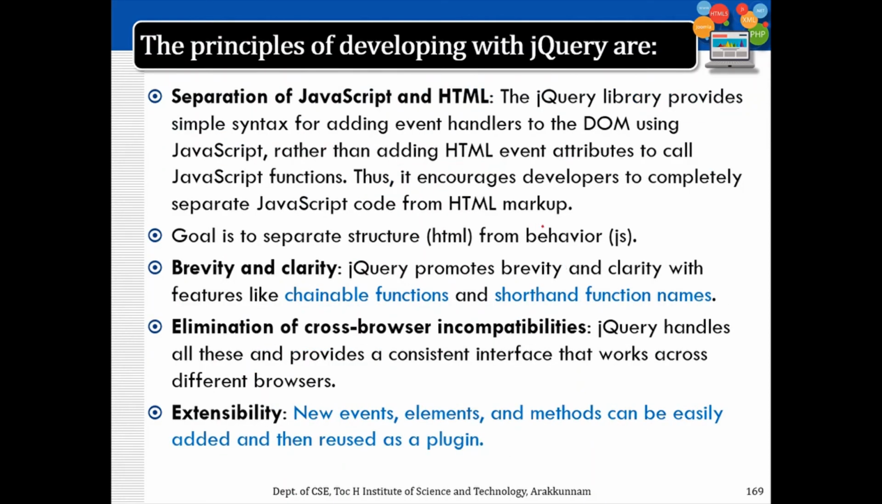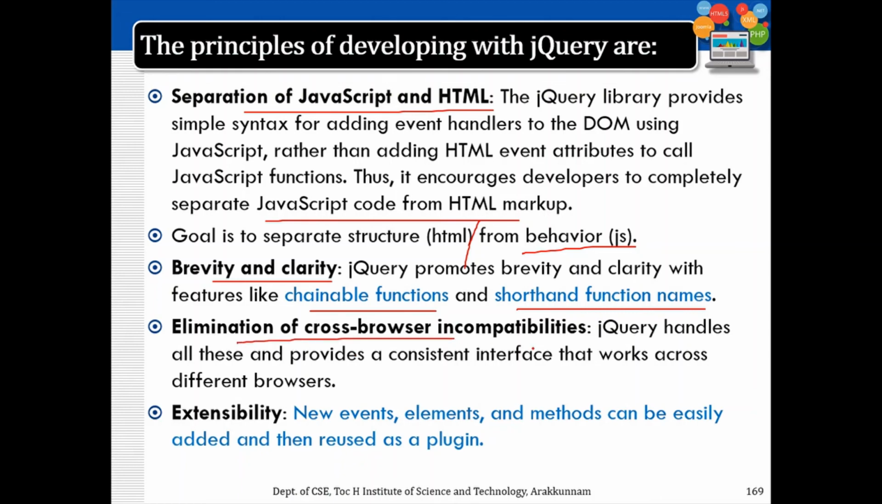Some of the principles of developing with jQuery: separation of JavaScript and HTML. The jQuery library provides a clear separation of adding event handlers, etc. in the script, and this encourages developers to completely separate JavaScript code from HTML markup. We don't have to mix up the two things. The goal is to separate the structure from the behavior or action which is defined in JavaScript. Then brevity and clarity. It provides brief and clear code, with features like chainable functions and shorthand function names.